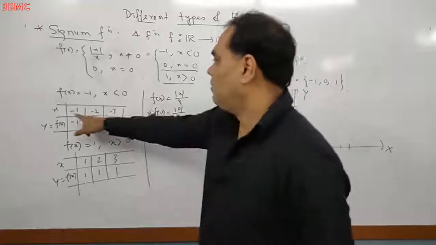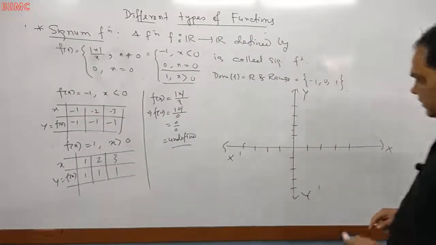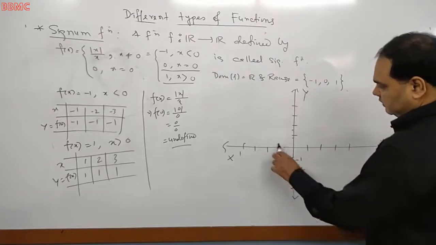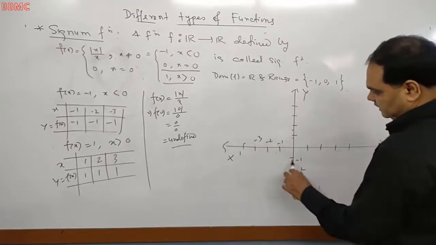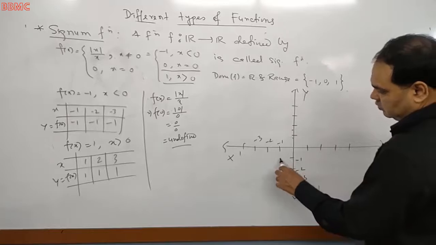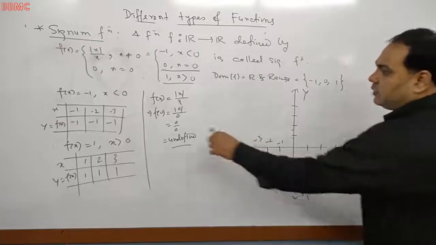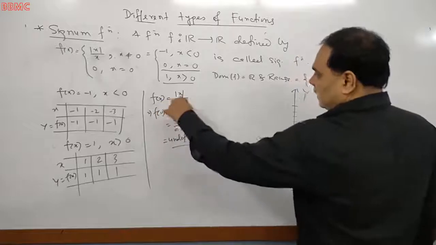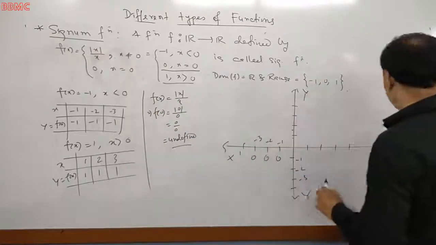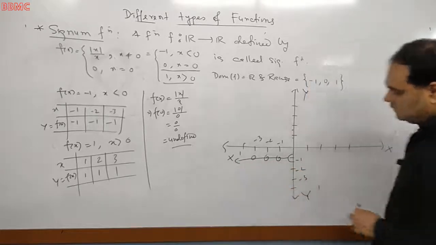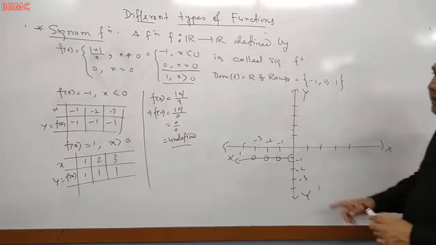Now, minus 1, minus 2, minus 3. Minus 1, minus 2, minus 3. This is 1, minus 1, minus 1. Now, because of this undefined, x is equal to 0, x equal to 0 means the y-axis, therefore the graph will not touch the y-axis.